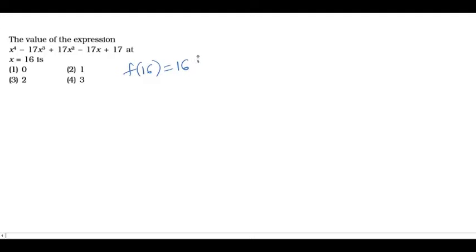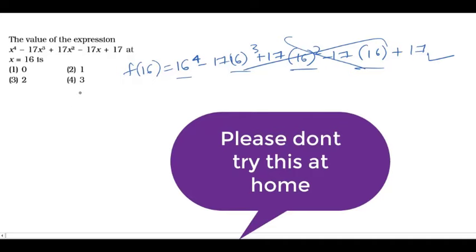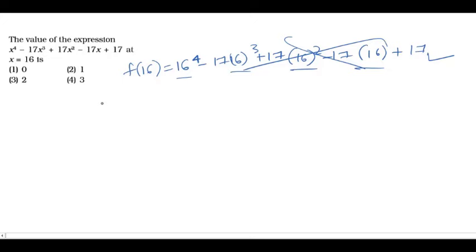So basically 16 power 4 minus 17 into 16 cube plus 17 into 16 square minus 17 into 16. Oh my god, just copying itself is taking a lot of time. Imagine if you do this in exam. Even if you do it, you will get the answer, but really, is it a right method to do? Definitely, this is absolutely wrong. Please don't try to substitute. It's not worth it. So, there is a method called remainder theorem.